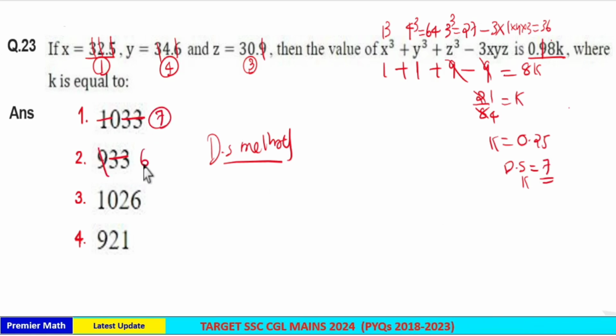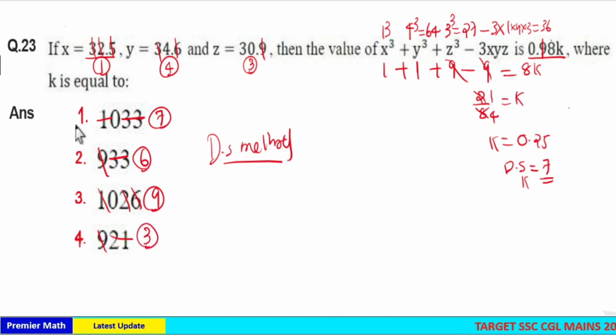9 cancel. 6 is digit sum. Here 6 plus 2, 8. 8 plus 1, 9 is digit sum. Here 9 cancel. 2 plus 1 is 3 is digit sum. So option 1 is your answer.